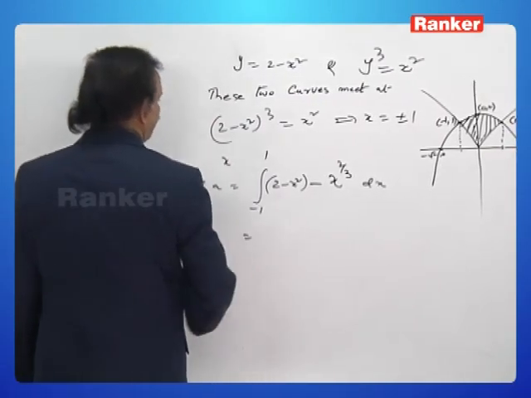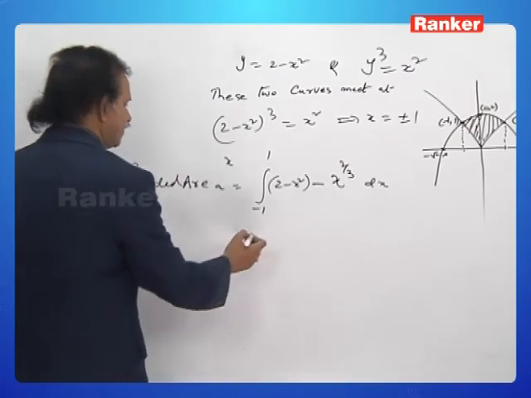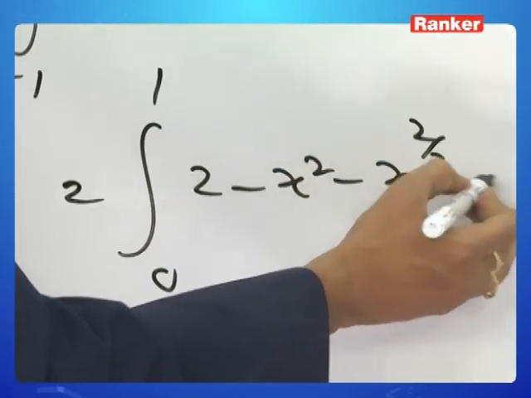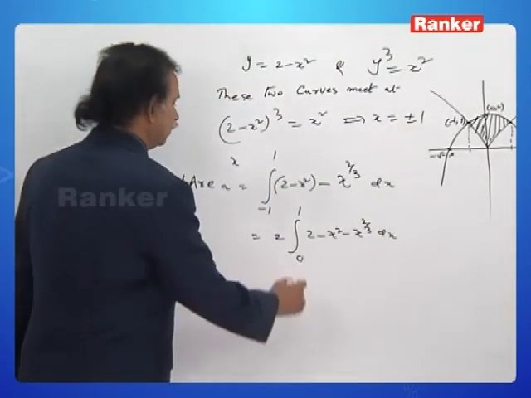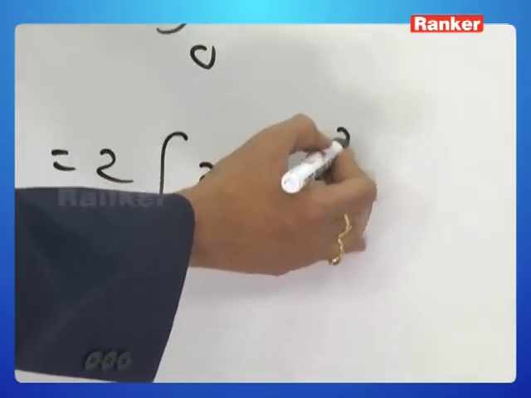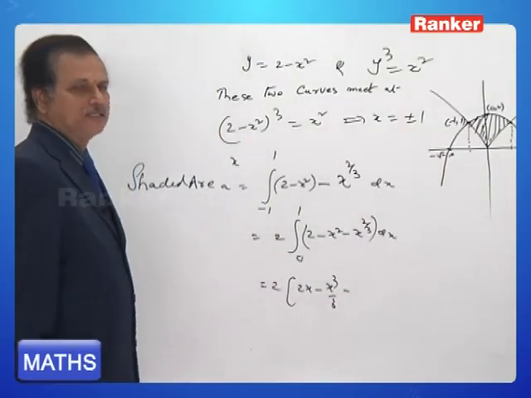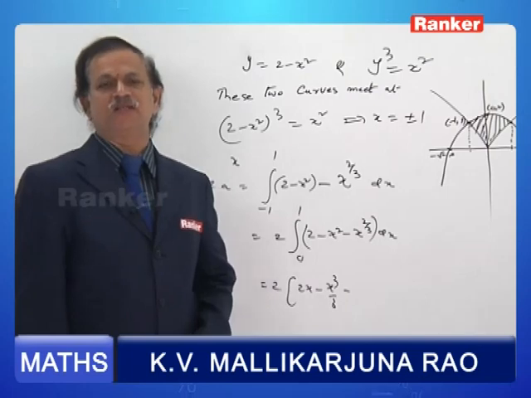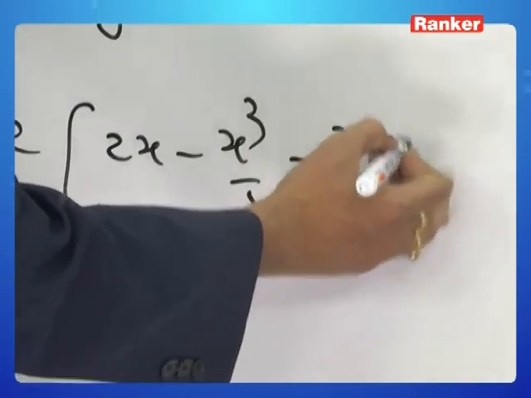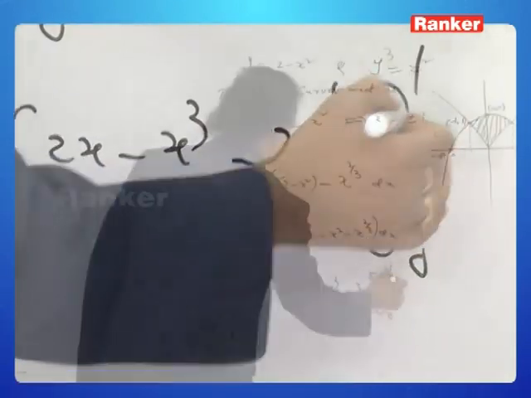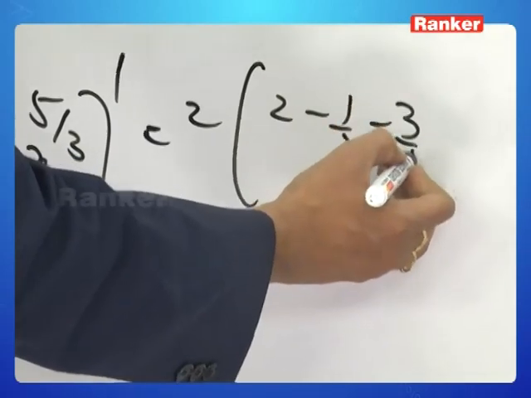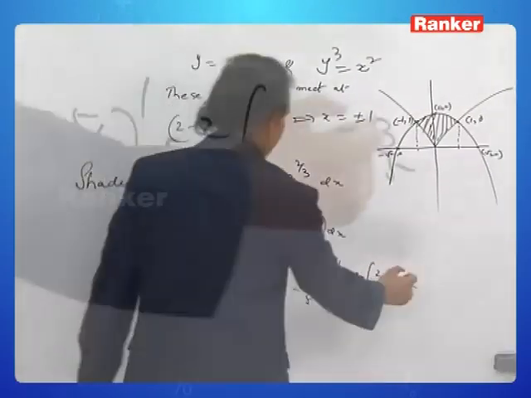This is equal to, surely this is an even function. It can be taken as 2 into integral 0 to 1, 2 minus x square minus x to the power of 2 by 3 dx. Well, 2 into integral of 2 is 2x minus x cube by 3 minus x power 2 by 3 plus 1, divided by 2 by 3 plus 1. What is 2 by 3 plus 1? 5 by 3. X power 5 by 3 by 5 by 3. Hence it is 3 by 5 x to the power of 5 by 3 between the limits 0 and 1. Hence it is 2 into 2 minus 1 by 3 minus 3 by 5. That's all. If you put 0, everything becomes 0.